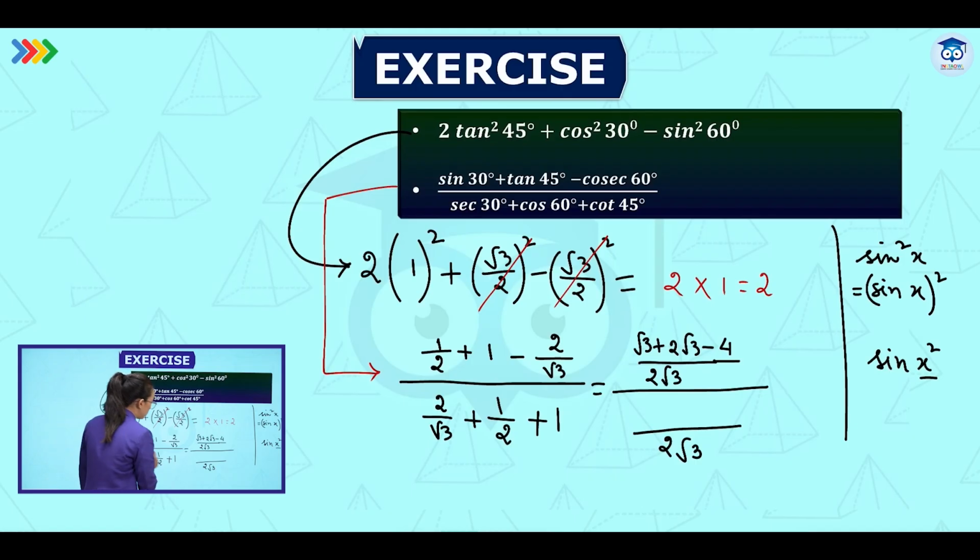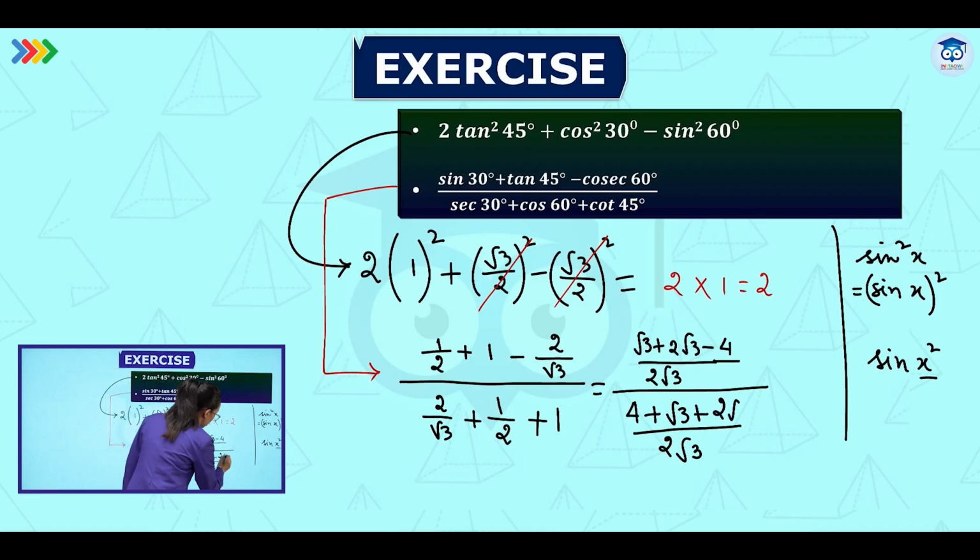So, here we'll multiply it with 2. So it becomes 4 plus, and here we'll multiply with root 3 to make it 2 root 3 in the denominator, right? So root 3, and here we have plus 1. So it is 2 root 3, right? So we can add this because it has both root 3. So, after adding, we have what? 3 root 3 minus 4.